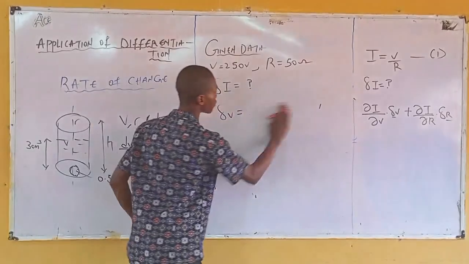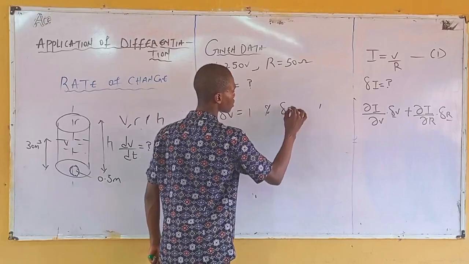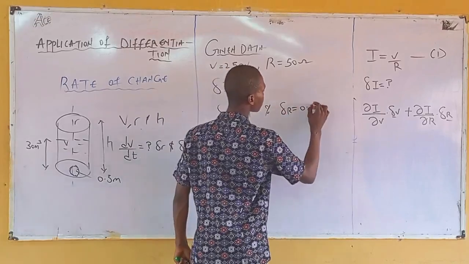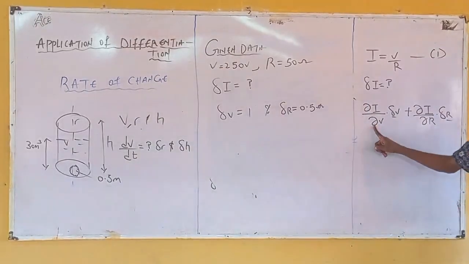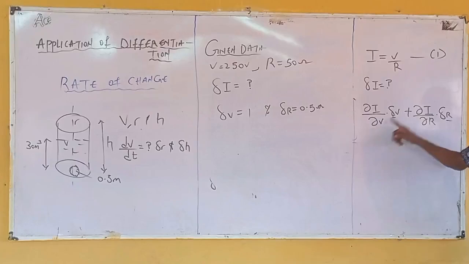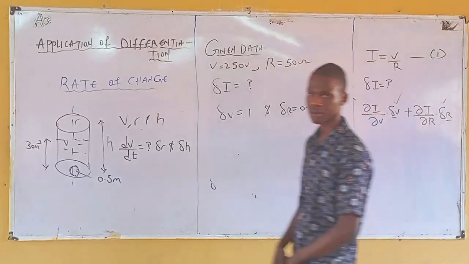So from here, change in V is what? 1. Then change in R is what? 0.5 ohms. Come back to the general equation written out here. You have 4 unknowns, this one, this, and this, right? From this place, you already know this and this. Yes or no? Now you are yet to know the partial derivative of I with respect to V and the partial derivative of I with respect to R. How do we get these two partial derivatives?